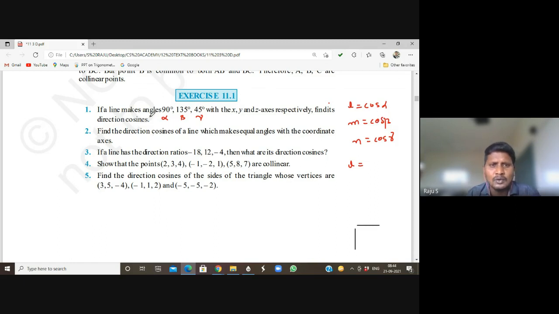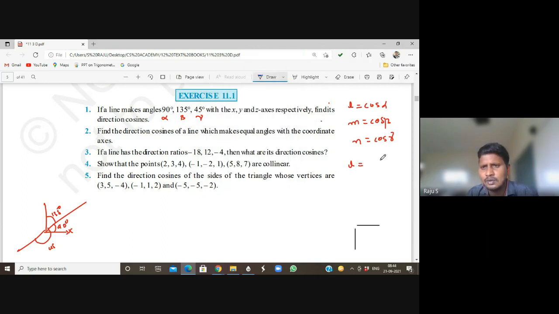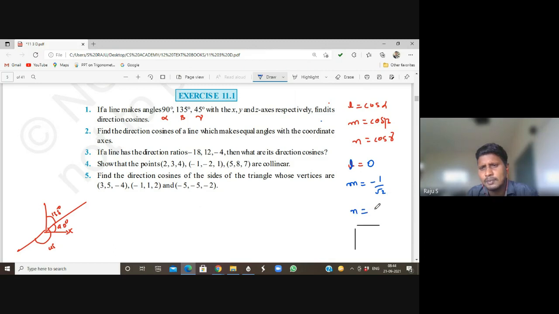So they have already given the angles. On the x-axis, y-axis, z-axis, there is a line. The line makes 90 degrees with the x-axis, 135 degrees with the y-axis, and 45 degrees with the z-axis. So we need to find the direction cosines. Now substitute these values and tell me the answer. What is the answer? L is equal to cos 90, which is 0. And M is equal to cos 135. What is cos 135, students? Cos 135 is minus 1 by root 2. N value is plus 1 by root 2.